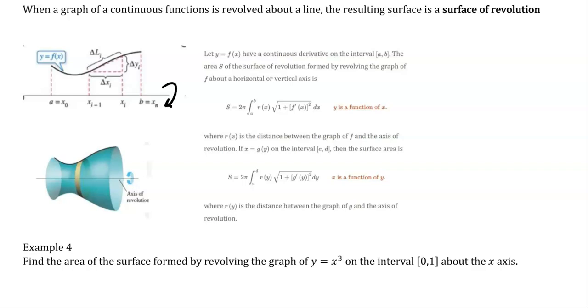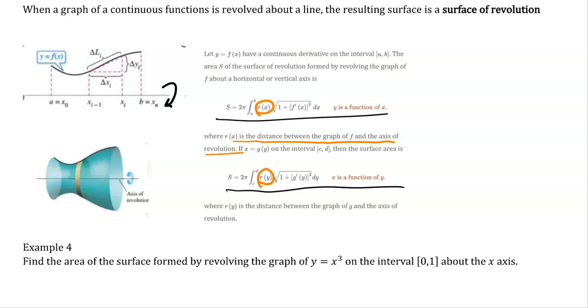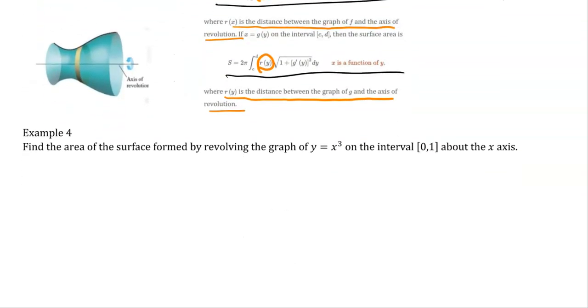Again, we have two different formulas depending on whether we have a function of x or a function of y. This formula looks very similar to the previous formula that we had for the arc length, but one thing that is new is we have this r of x or r of y, depending on which variable we're using, on the inside of the integral, and that r represents the distance between the graph and the axis of revolution. Same thing down here, it is the distance between the graph and the axis of revolution. So let's look at an example of how we will apply that formula.